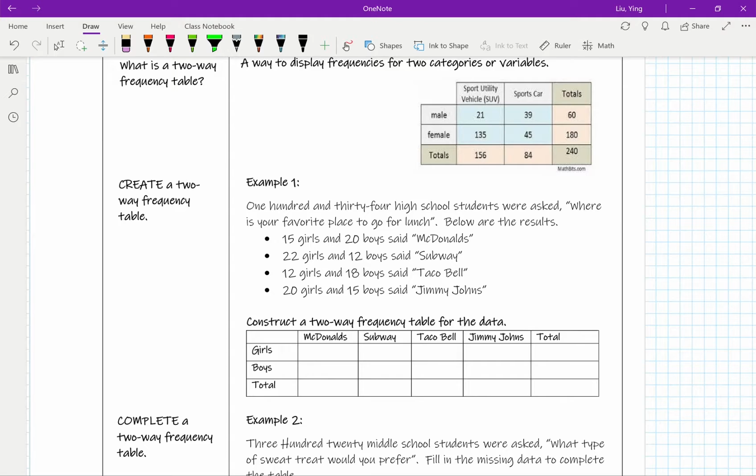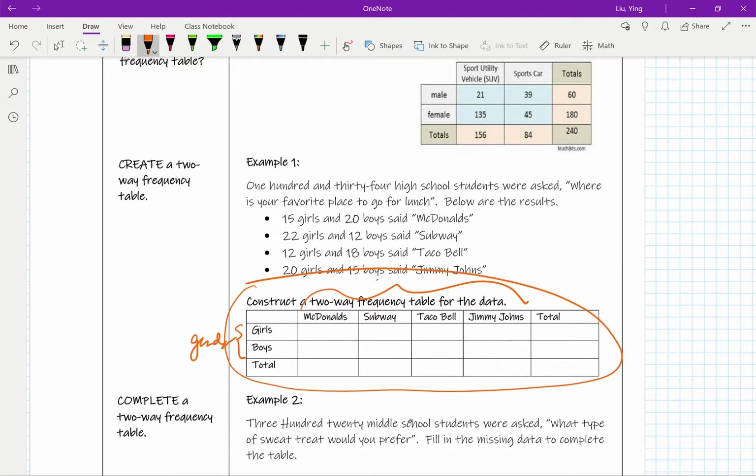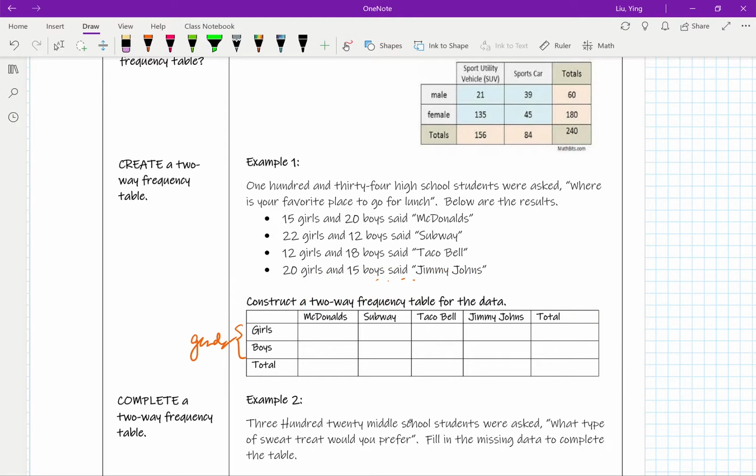So you can see that if we want to make a table like this, we will put the two categories in two directions. Just like the example above, we have gender here, and then we have their favorite restaurant. So that's how we sort out the different kinds. I mentioned girls and boys, and their choices were these four restaurants, and we're going to put the numbers in.